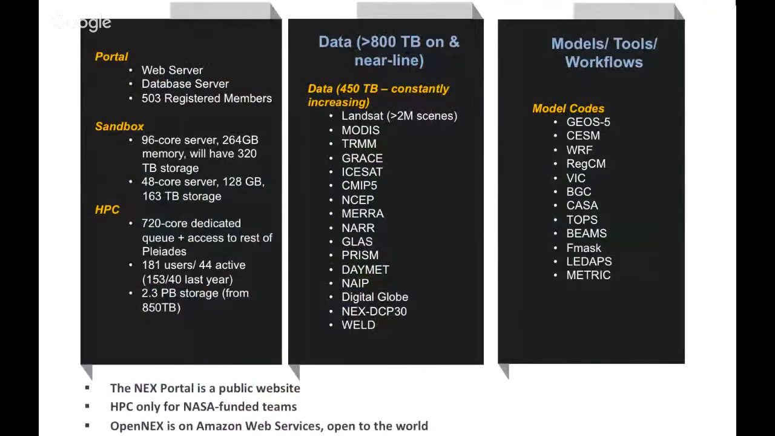Some examples of what kind of data we have. Although we write here greater than 800 terabytes, we are actually hitting 2.3 petabytes of storage with all the satellite data sets and the climate data sets. I won't go into the details here, but this gives you a brief snapshot of what kind of things we have inside of the NEX environment.